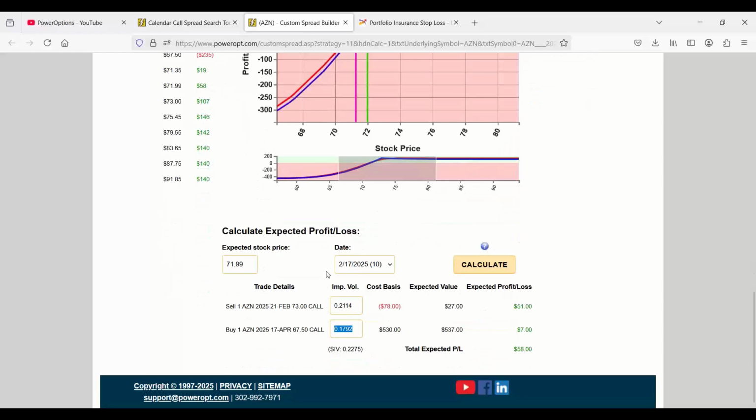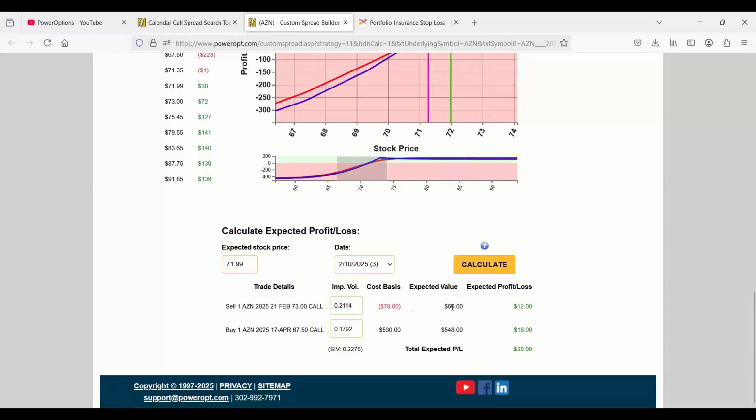Now, what am I looking to do? Let's say, I apologize, here we are at the 10th. So on Monday, if the stock remains at $71.99, we sold this option for 78 cents, we'd expect it to be about 66 cents. We made 12 cents on a 78 premium. So you kind of generated a little bit of premium.